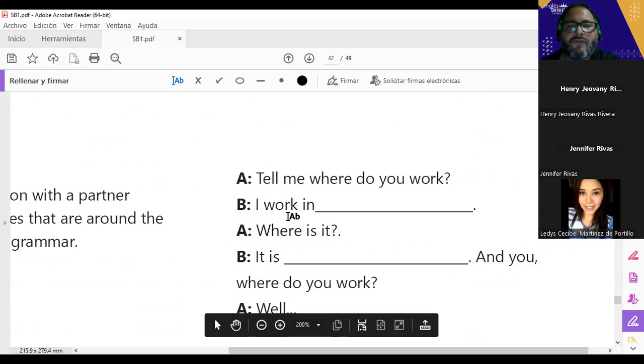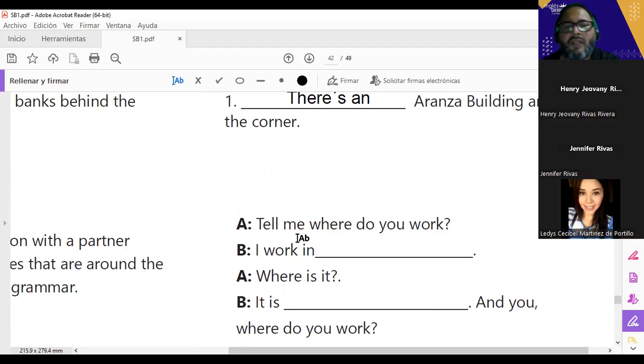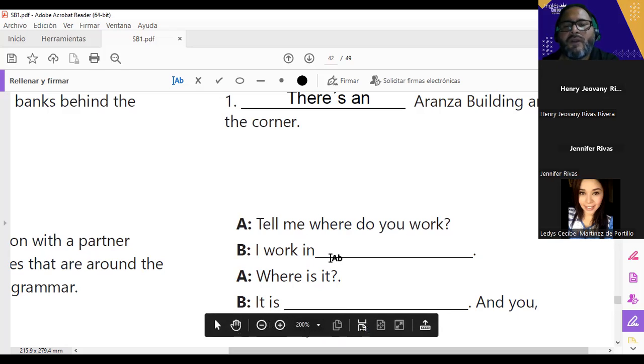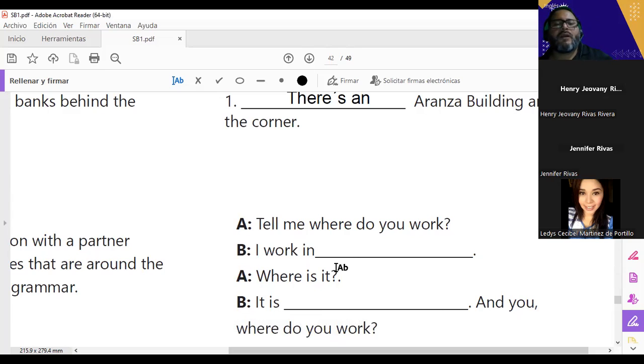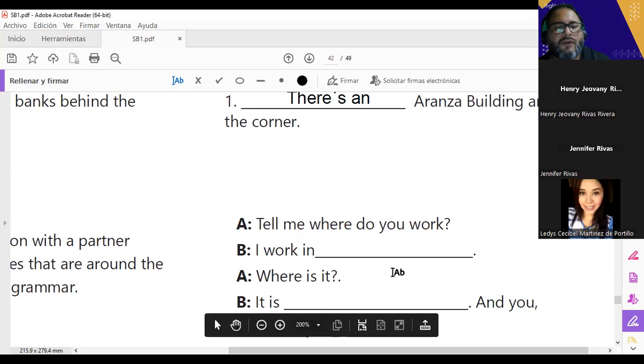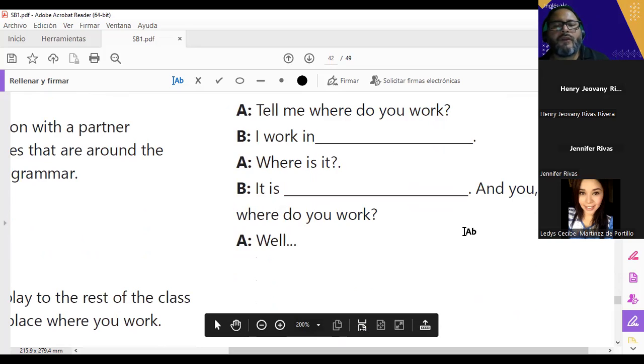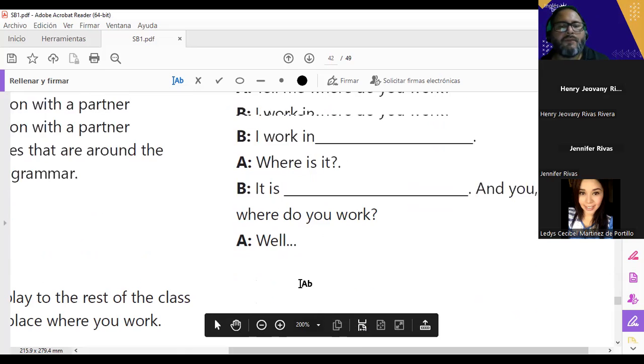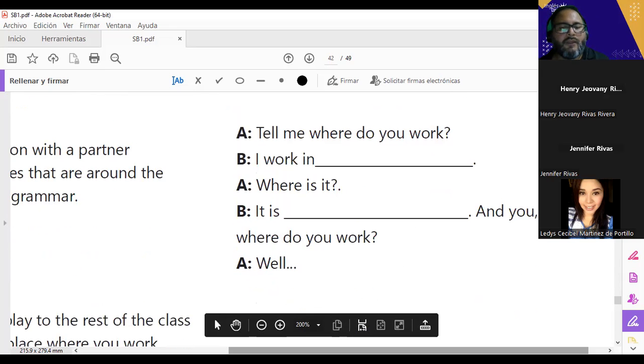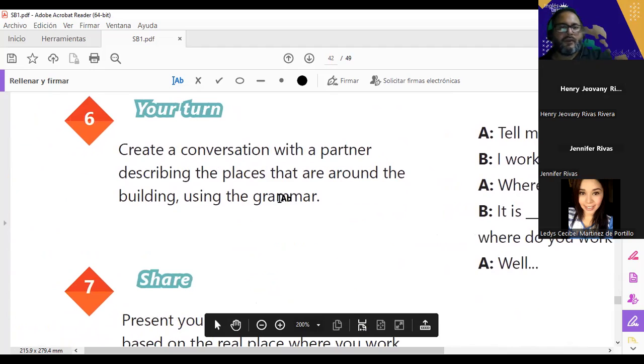You have like the introduction for your conversation and it may be like, hey, hello, good evening. I would really like to know about the place you work. What can you tell me about it? Tell me, where do you work? I work in, you say the name of the place you work. Where is it? And then you provide location. Over here you're going to be in charge of creating a conversation, a role play about the place you work. With the information you got about the place, you may include there is and there are also.